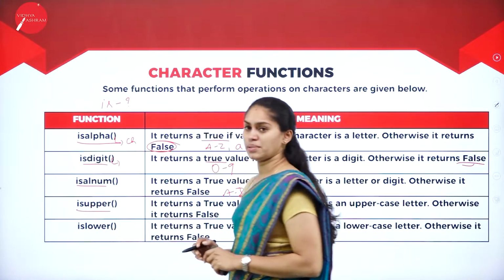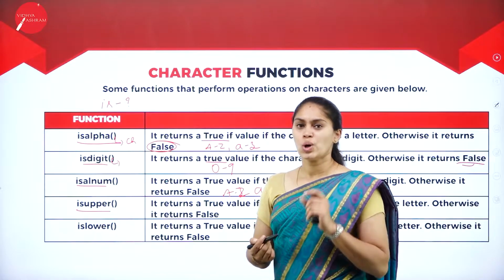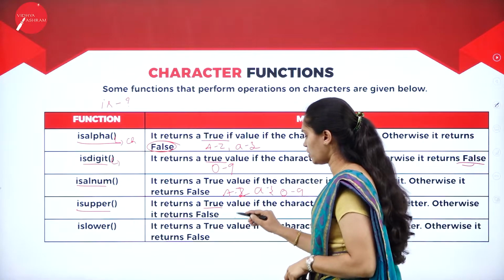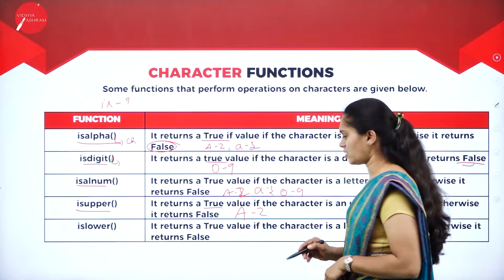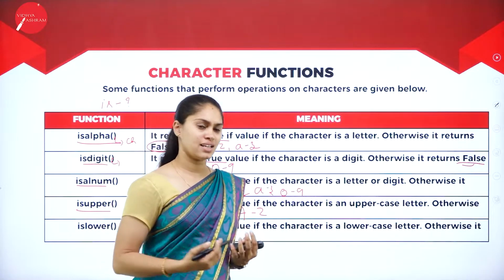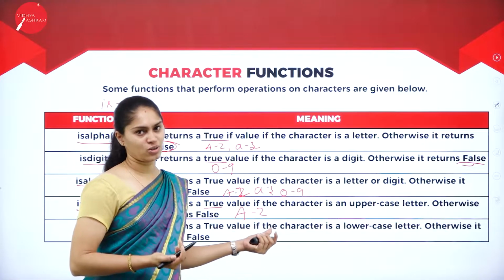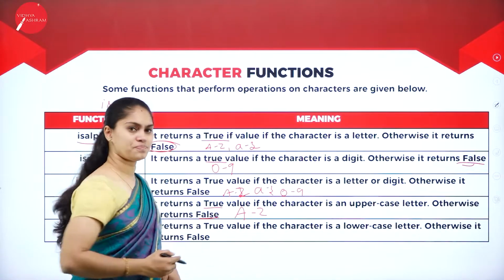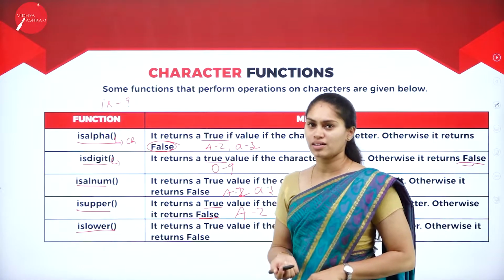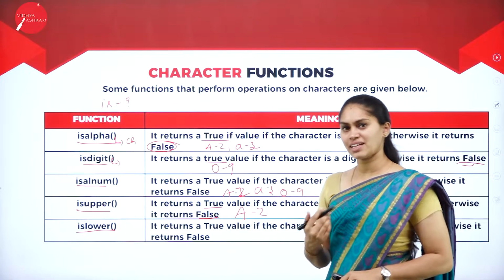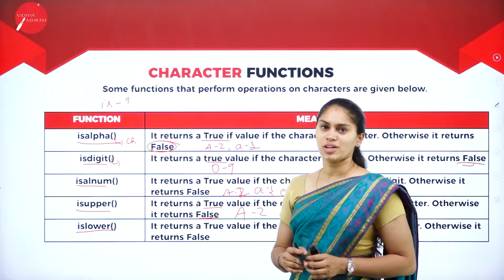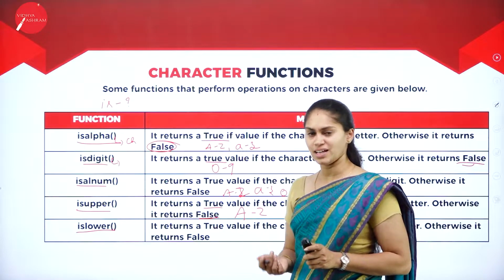Next is isupper. Whatever character I am giving, it checks whether it is in upper case. If I give a value between capital A to Z, then it will return true. If you are giving any value other than capital A to Z, then it will consider that as a false value, or it will return false. Next we have islower. That means I am checking whether the given character is a lowercase letter or not. If it is a lowercase letter, then it will return true. Otherwise, it will return false.